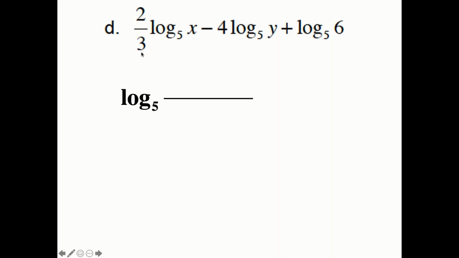For D, this is the exponent. It's going to go with the x, and it's going to go on top. So these are all going to get condensed to be a single log term of log base 5. Since this term is positive, x to the 2/3 goes on top. Since this is a minus, this is going to go to the bottom with the exponent 4 with the y value. And then the 6 is on top because it's a positive.